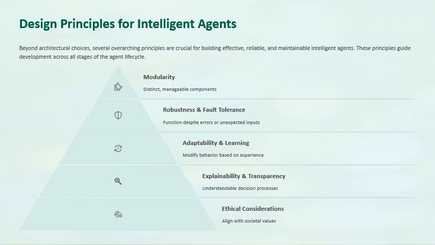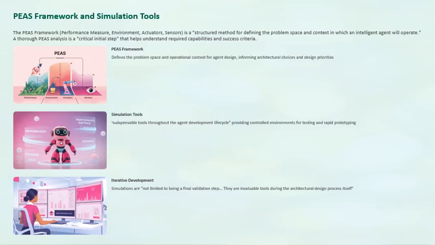Okay. Now, another tool the sources mentioned was the PEAS framework. What's that about? It's a really handy way to nail down the agent's job description and context before you start designing. It stands for performance measure, environment, actuators, sensors.